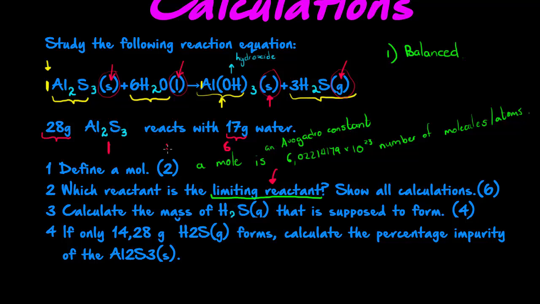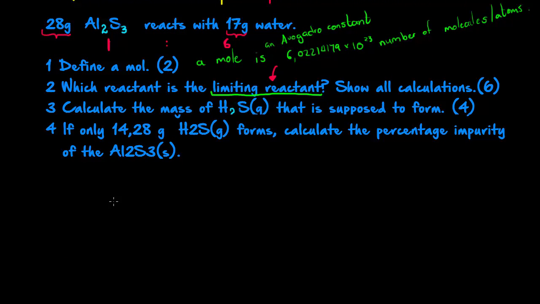So what is the relationship between 28 grams of dialuminium trisulfide and 17 grams of water? Okay, in order to do that, we need to find out how many moles of this one do I have and how many moles of that one do I have. If I have 1 mole of this one, I need 6 of that one. If I have more than 1, I need more than 6. We'll look at the exact relationship just now. Okay, so we need the moles of dialuminium trisulfide, which means I'm going to have 2 aluminiums plus 3 sulfides.